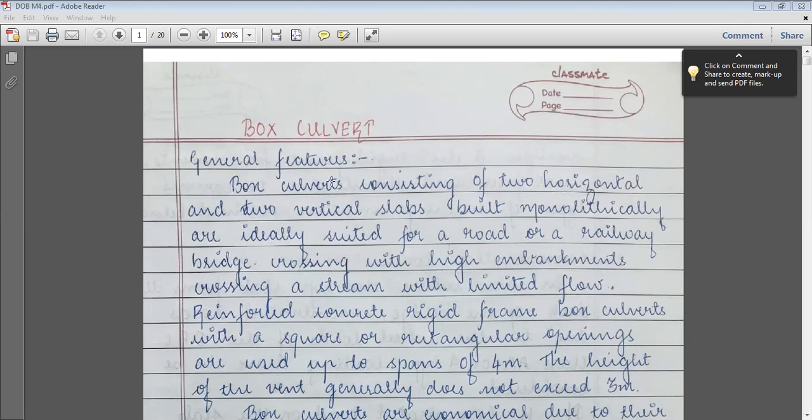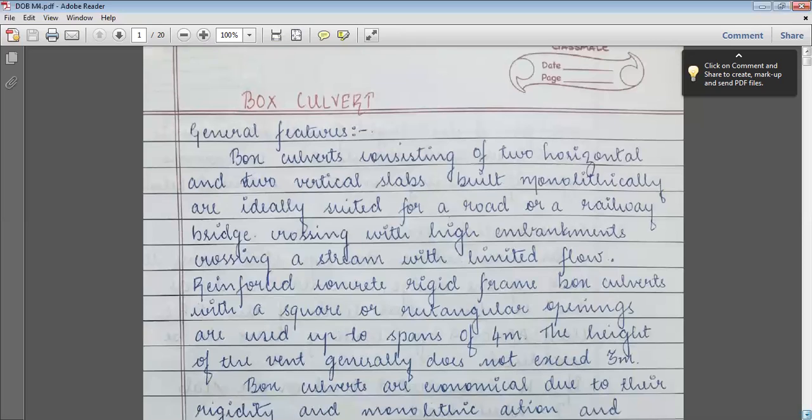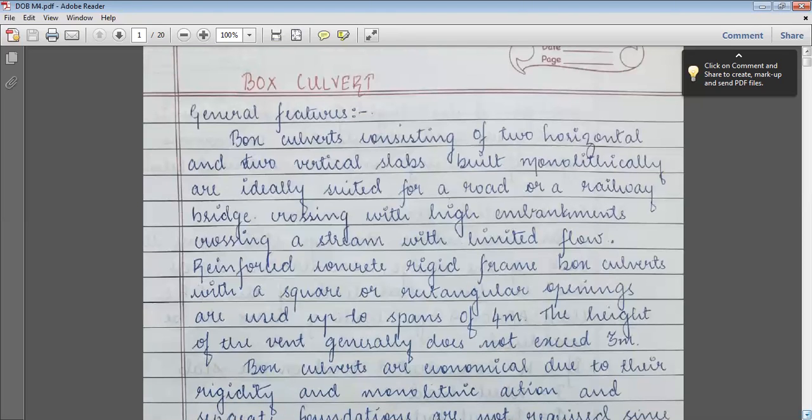Box culvert consists of two horizontal and two vertical slabs. It will be in the shape of a box. Box culverts consisting of two horizontal and two vertical slabs built monolithically are ideally suited for a road or a railway bridge crossing with high embankments with limited flow. Reinforced concrete rigid frame box culverts with square or rectangular openings are used up to a span of 4 meters. If the 4 meter span is exceeded, you should go for other structures, right?